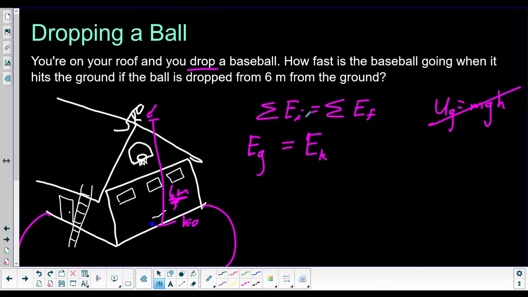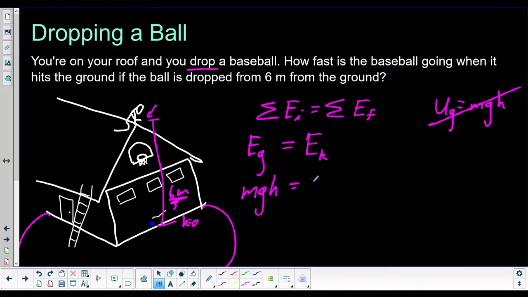Okay, so our initial energy is gravitational potential because we have an object being lifted above a surface. And our final energy is kinetic energy because we have converted it. It sped up as it fell down. So our equation for gravitational potential energy is mgh.